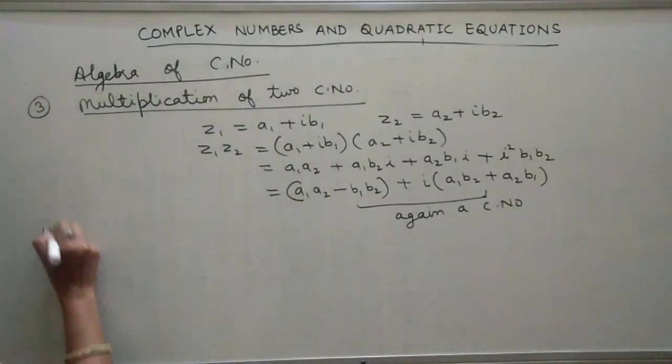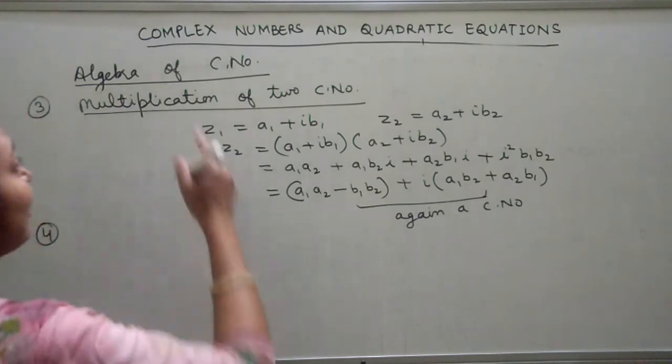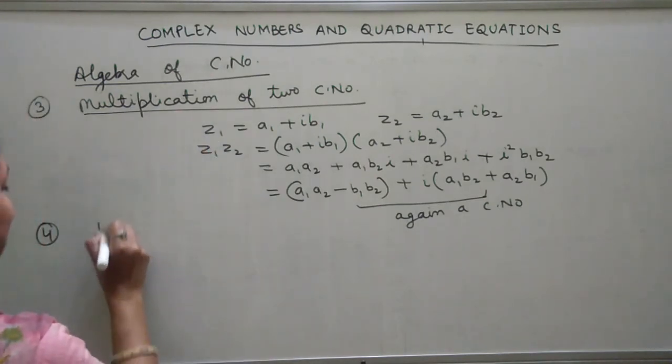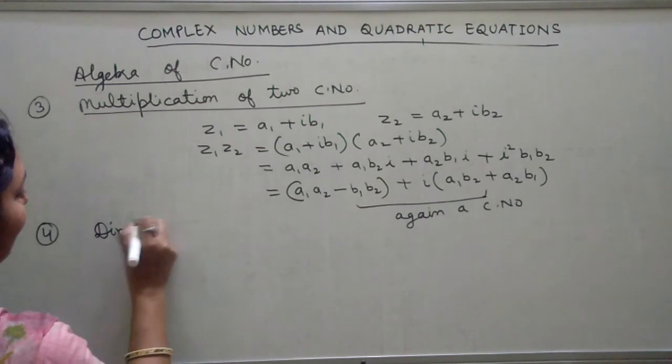Now come to the division. This is the fourth and last algebra operation of complex numbers, division of complex numbers.